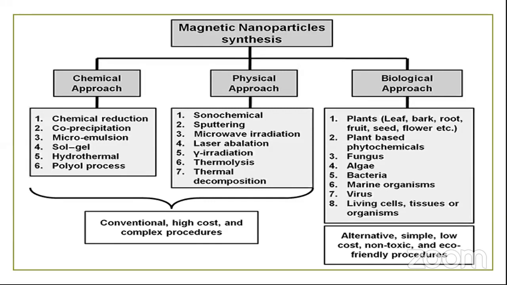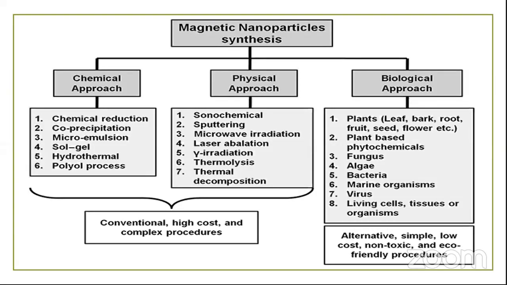So what are the drawbacks of using these two methods for the production or fabrication of nanomaterials? They are costly, conventional techniques, and time-taking processes. These are the drawbacks of the chemical and physical approaches. Next, they are harmful to the environment when we prepare nanoparticles or nanomaterials using the chemical and physical approaches.